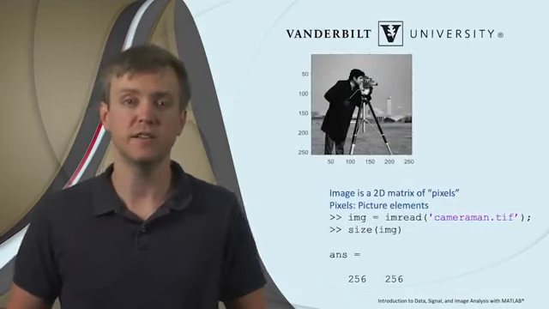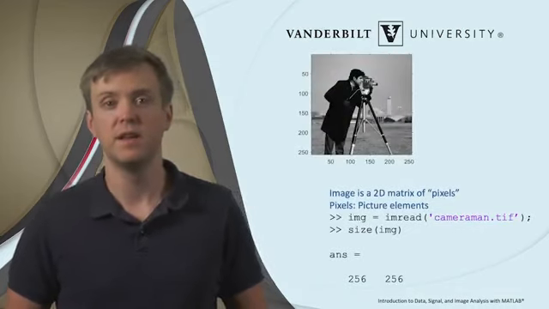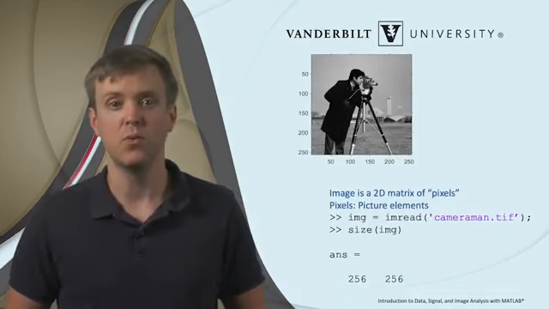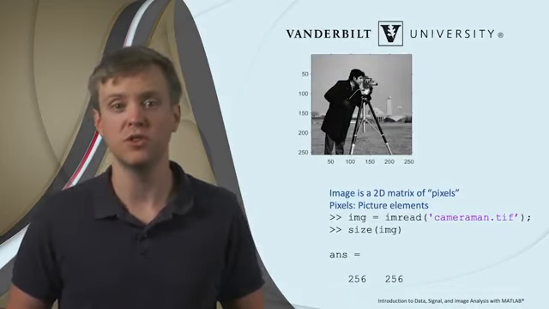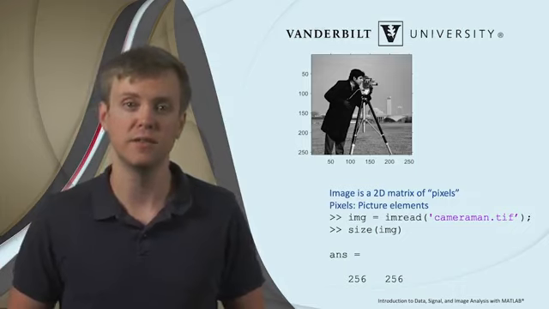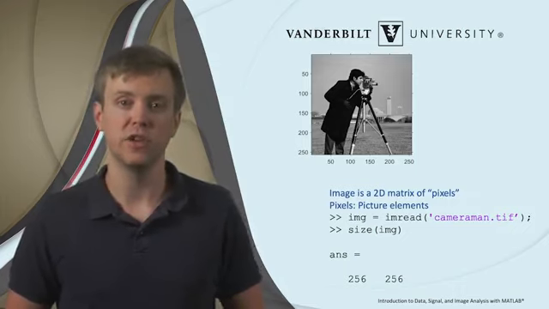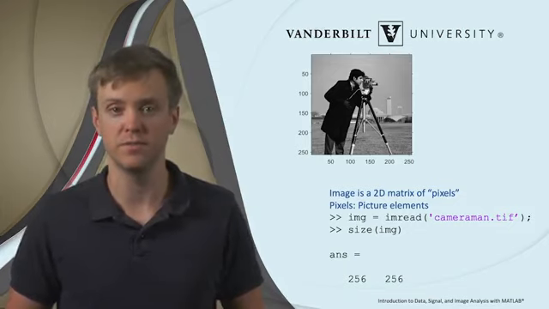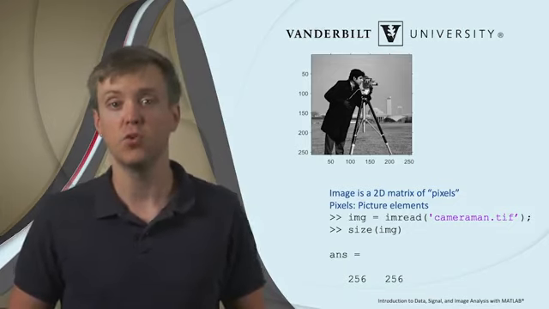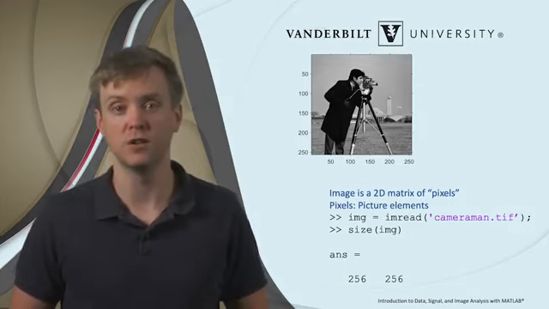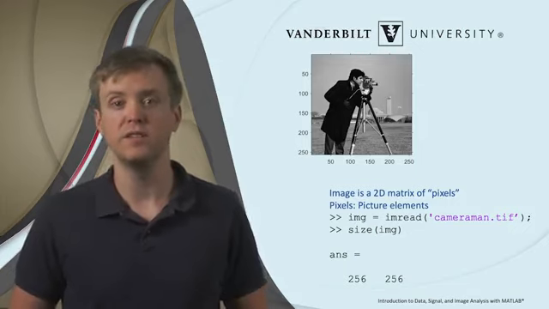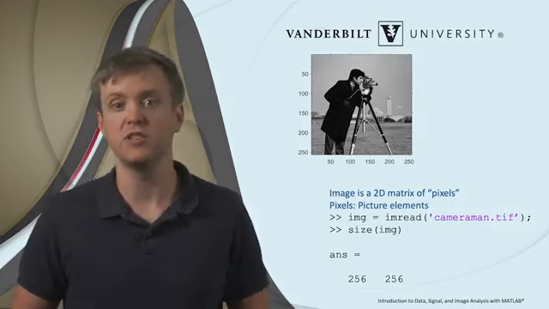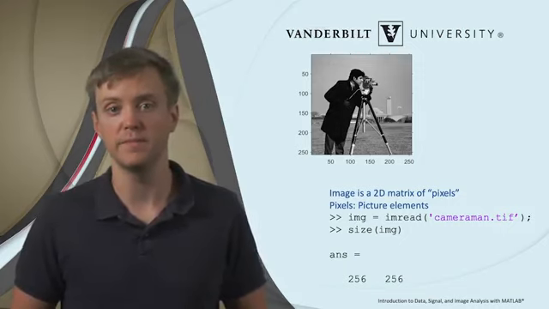Here is a grayscale image of a cameraman. An image is simply a 2D matrix of so-called pixels, where the word pixel is a shortened version of the term picture element. This image is composed of 256 by 256 grayscale pixels. Each pixel is a square that is filled with a single color. A grayscale image only contains grayscale colors, that is, different shades of gray ranging from black to white.